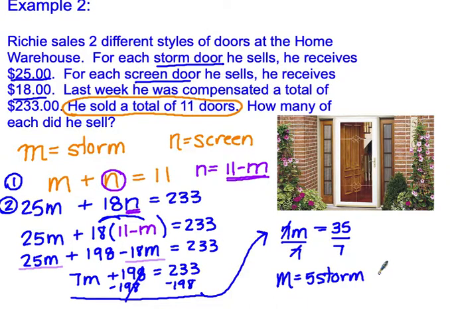So if he sells 5 storm doors, then I'm going to put that right back up here and do 11 minus 5. That means that n has to be 6 screen doors. So this problem does take a little bit of a higher algebraic skill set, but we're still able to figure out how many storm doors separate from how many screen doors.